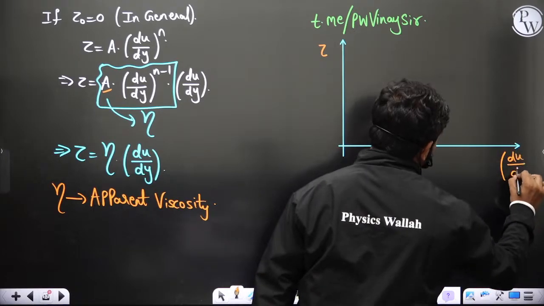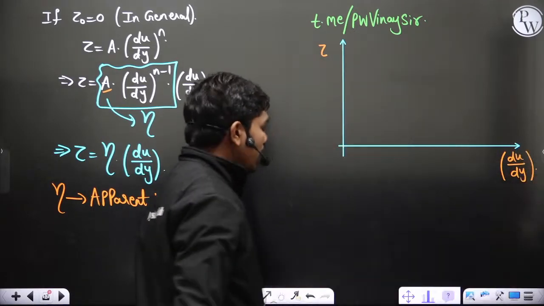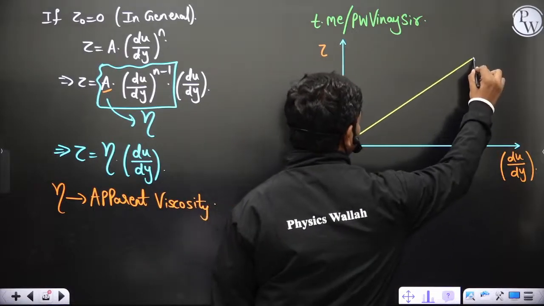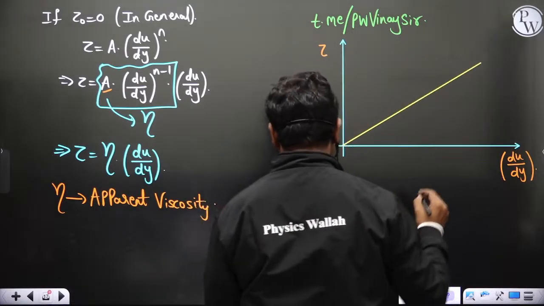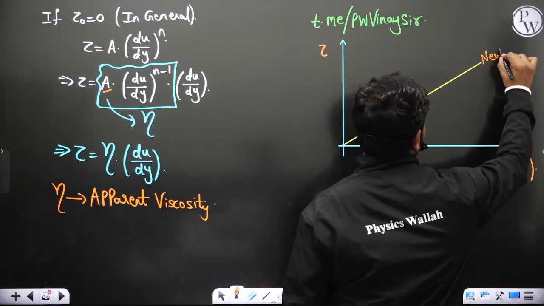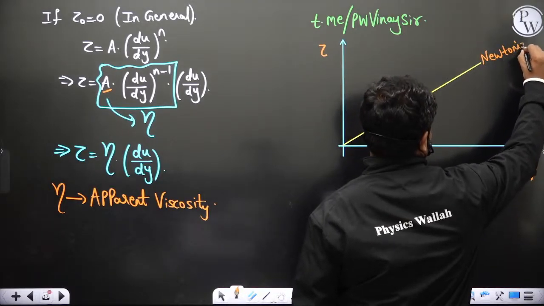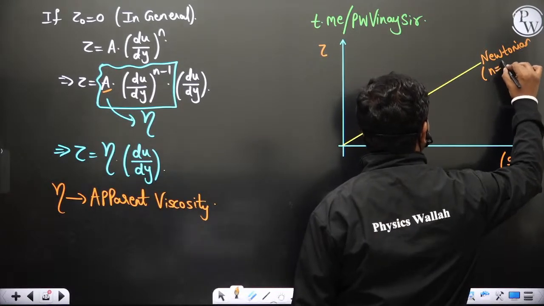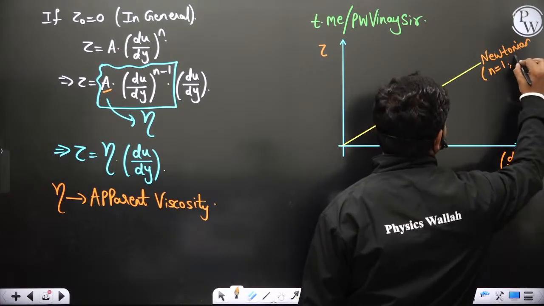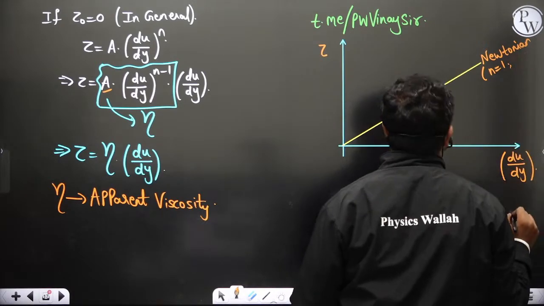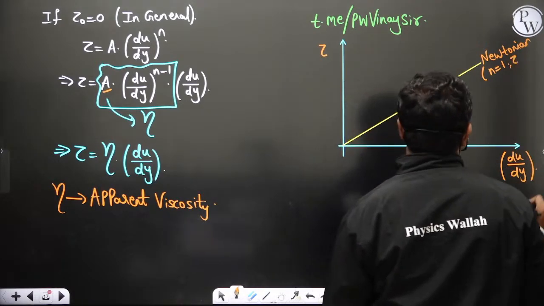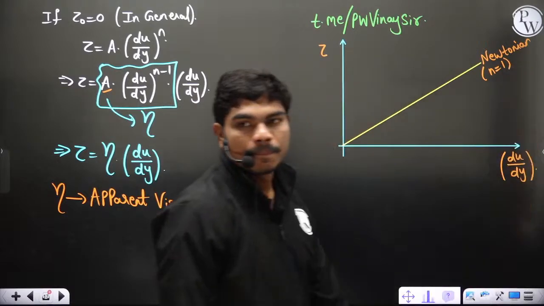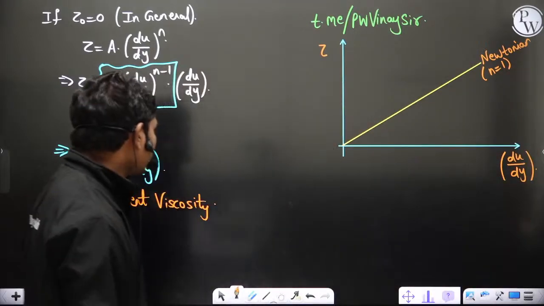du by dy actually here, and you know one thing, Newtonian fluid is like this. Clearly it has some fixed slope, so this is Newtonian fluid, constant Newtonian, where n is equal to 1 obviously, and tau naught is equal to 0. Here you can see tau naught is equal to 0, so n is equal to 1, because n is equal to 1 gives you Newtonian fluid.